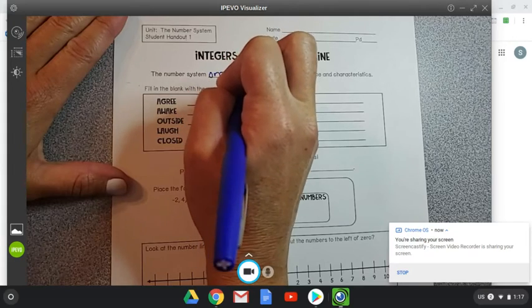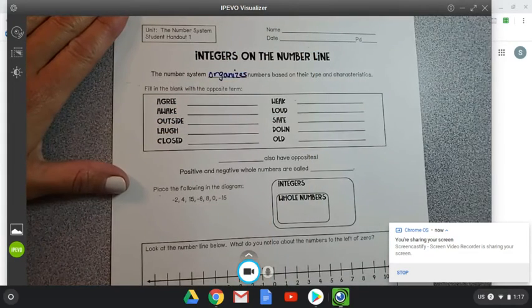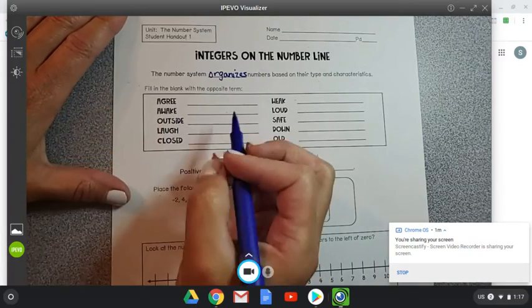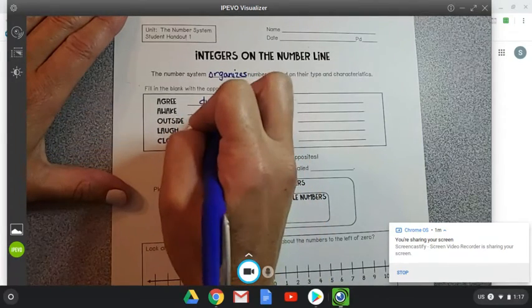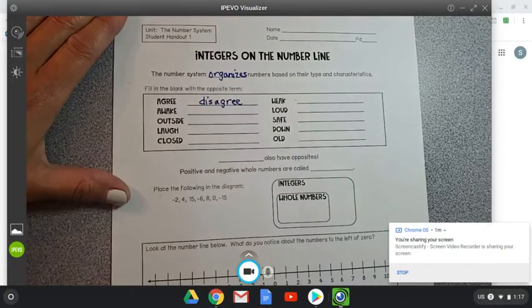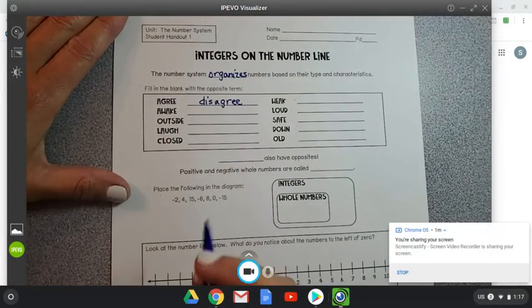organizes numbers based on their type and characteristics. So we're going to fill in the blank here with opposite terms. When we say the word opposite, we need to make sure that we understand what opposite means. When we're talking about words like agree, the opposite of agree is disagree. I know this kind of seems silly, but we need to make sure that we understand opposite.